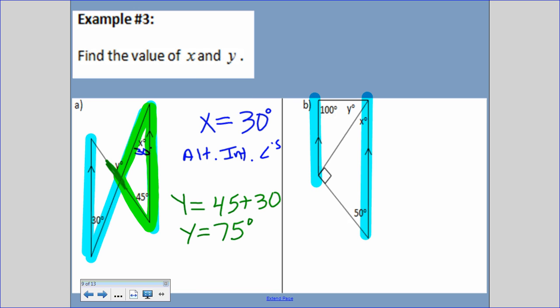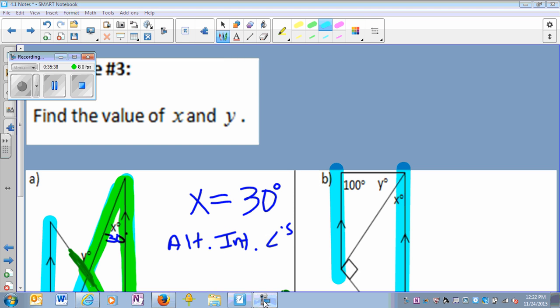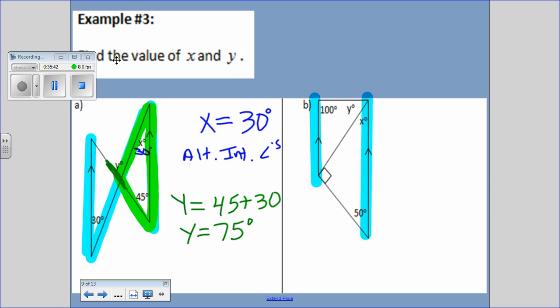In letter B, I highlighted my parallel lines. You can use them if you would like. But to be honest with you, I probably wouldn't use my parallel lines first. I think there's an easier way to find one of these angle measures. So you guys think about it a second.